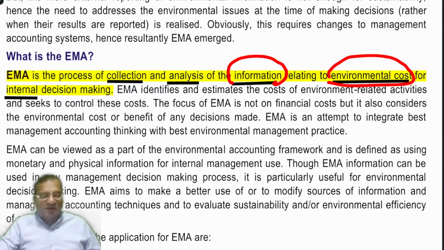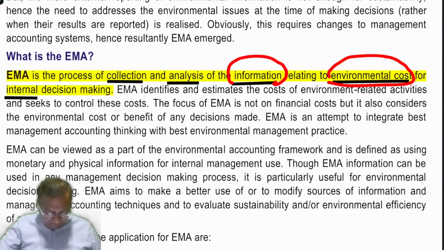So let's repeat with me, beta. The definition part, what is EMA? EMA is the process of collection. First of all, we will collect the environmental information, environmental cost, and then we will analyze this environmental information which are related to environmental cost so that we can take internal decision making.